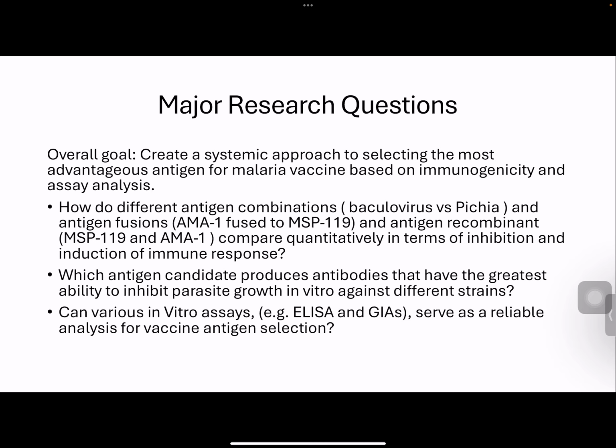So within this journal, there were honestly several different research questions. The main questions, however, are the ones presented. Their overall goal was to create a systematic approach to selecting the most advantageous antigen for a malaria vaccine based on immunogenicity and different assay analysis.